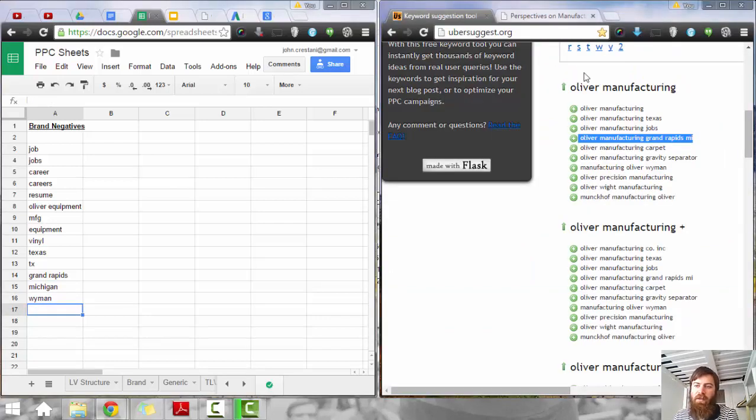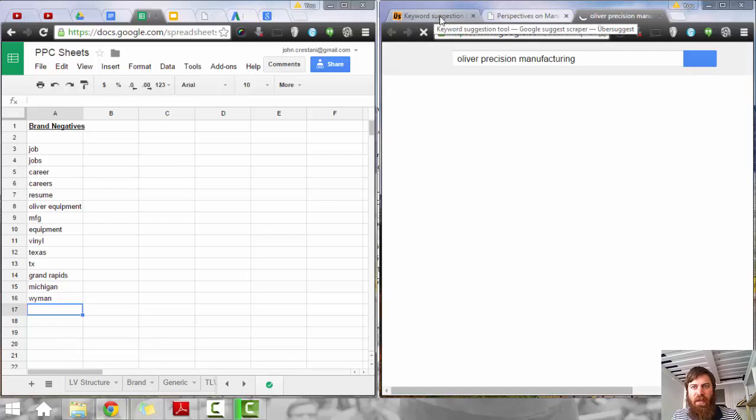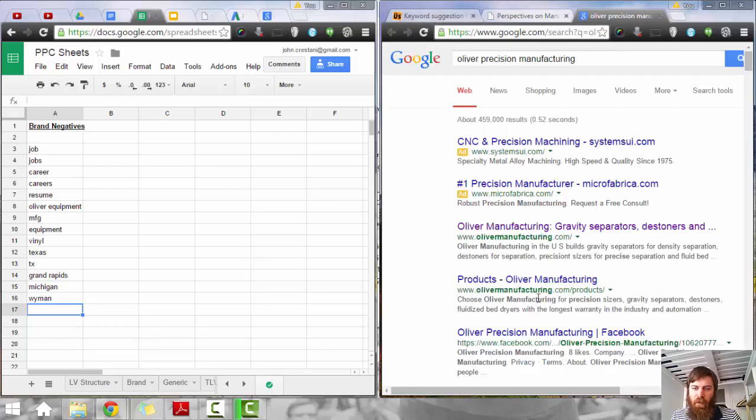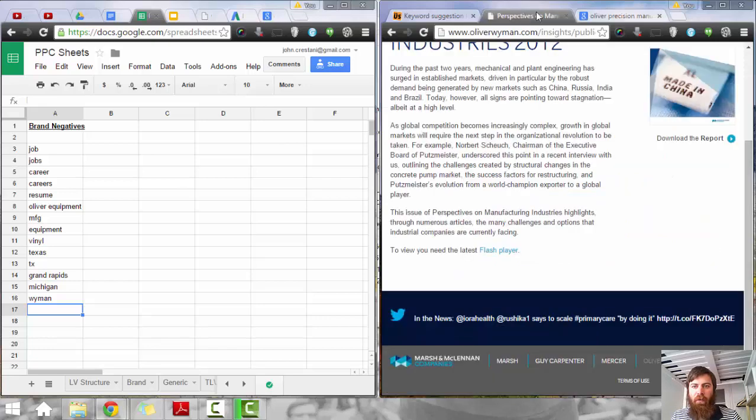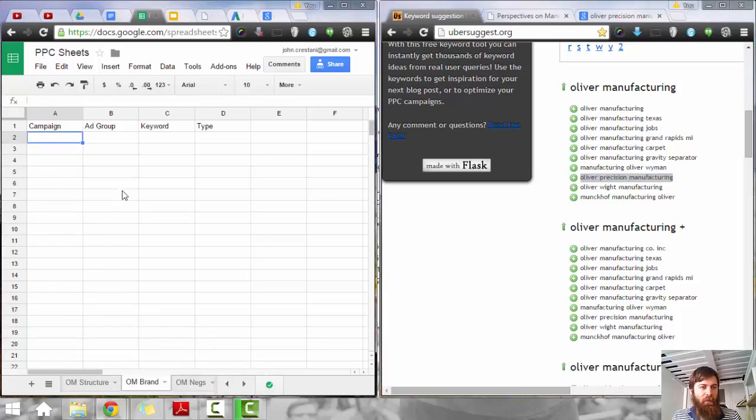So notice this is different from the Love Vitamin, in that we have to do a lot more negatives. Oliver Precision Manufacturing, I'm opening up a new tab and looking to see if there's anything going on here. Oliver Precision Manufacturing, it looks like that is still referring to Oliver Manufacturing. So I'm going to take Oliver Precision Manufacturing and put it in our brand campaign.